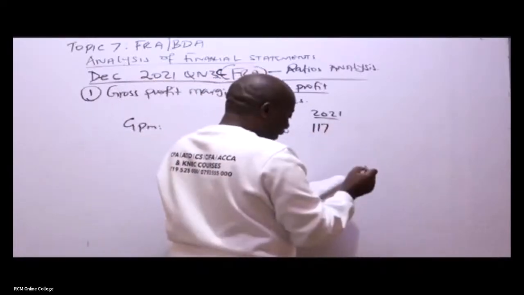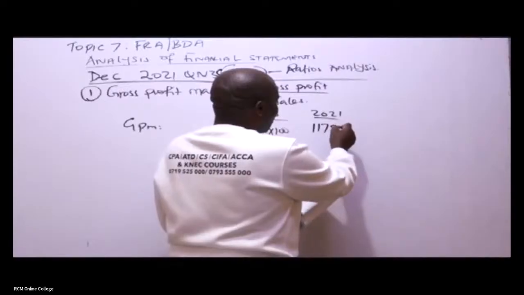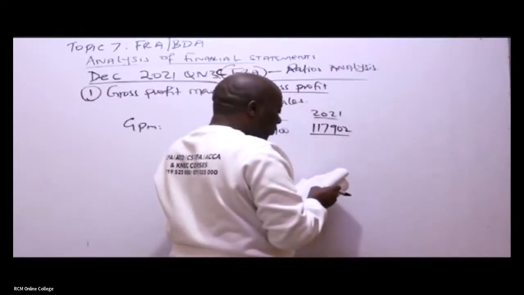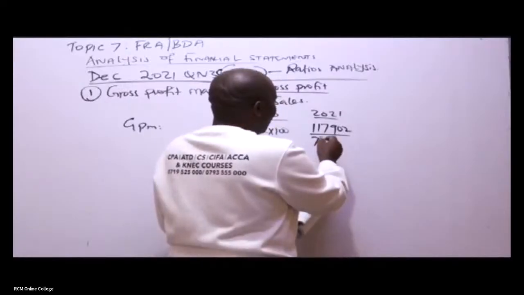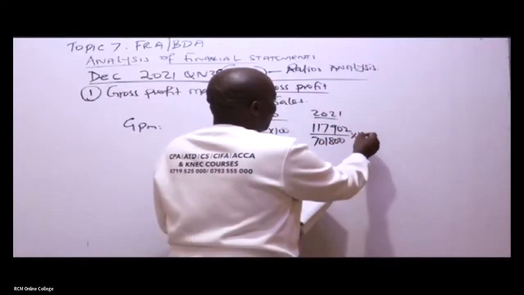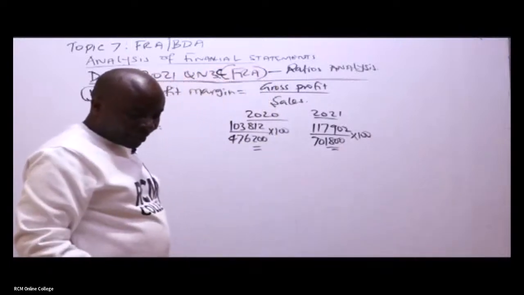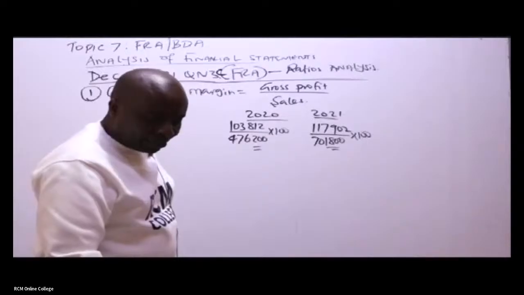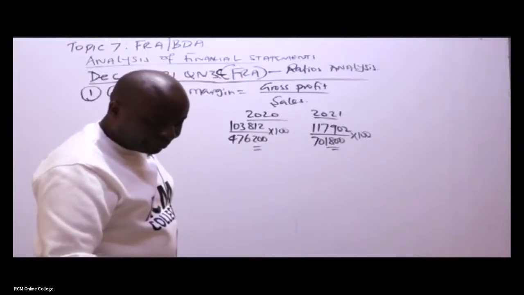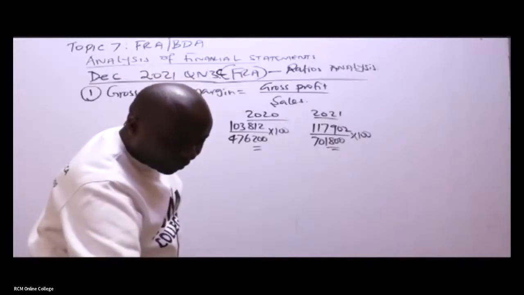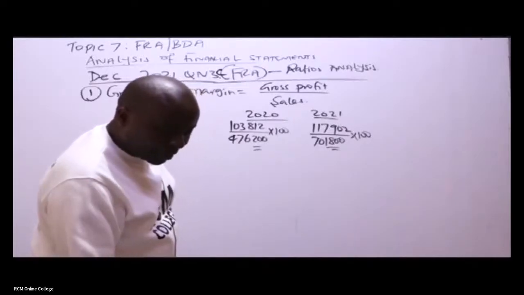For 2021 we have 117,902. We divide this by our sales revenue for 2021, which is 701,800, times 100. Please give me these answers. What do we have there, please? It's only Pius who's giving me these answers.